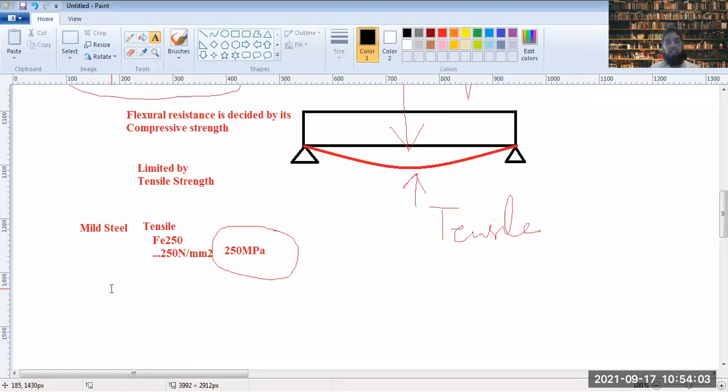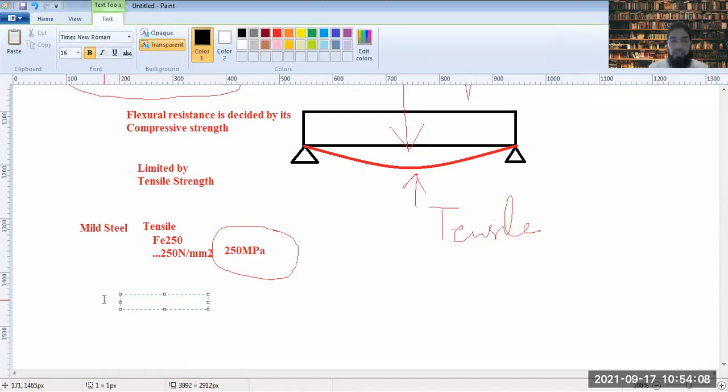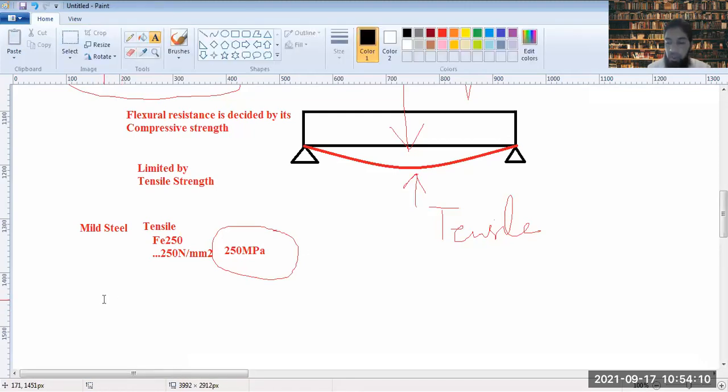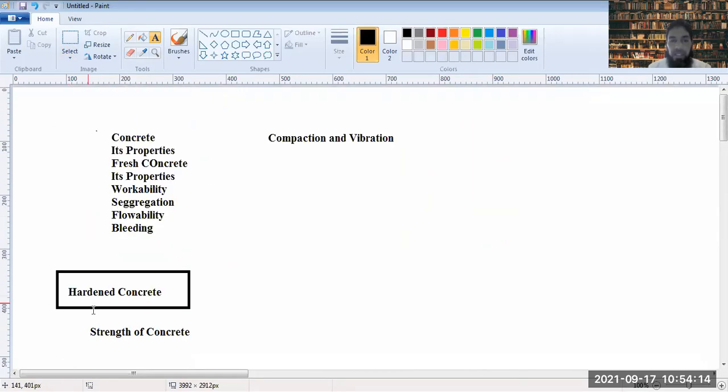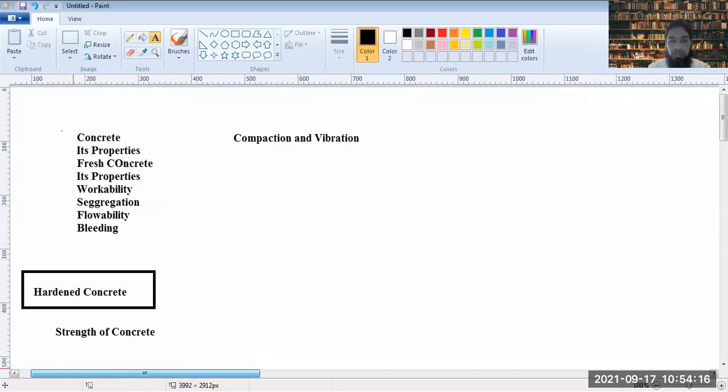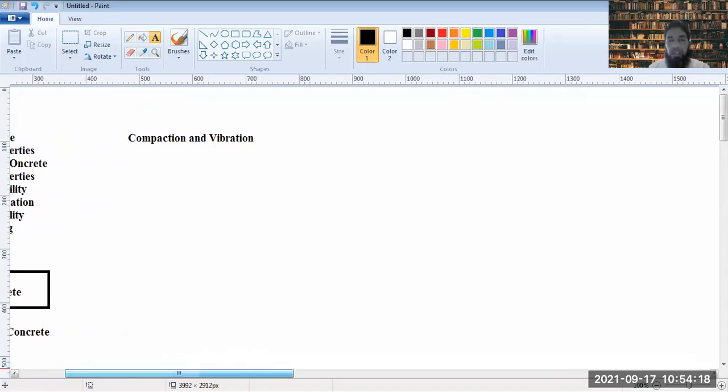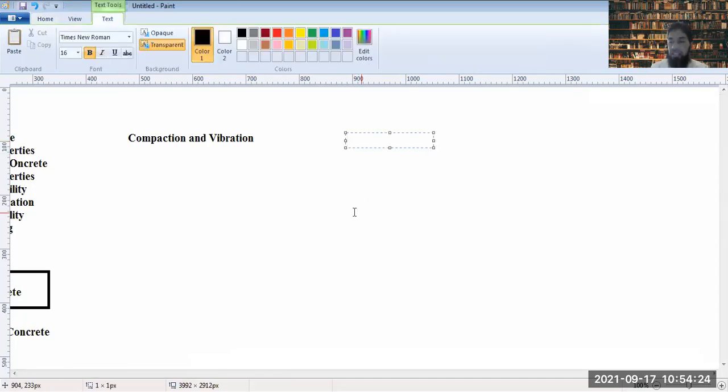Strength of concrete and that of steel: 3 compared to 250, that is almost negligible for concrete. So we usually provide steel within concrete to reinforce it, to give it its tensile properties or the tensile strength. Now that explains to you at this stage, that is enough for you to know why we provide steel within concrete.